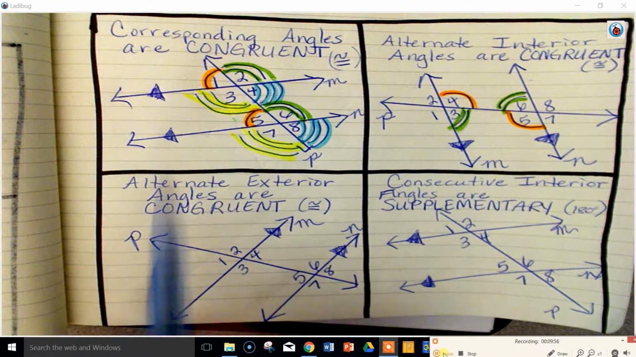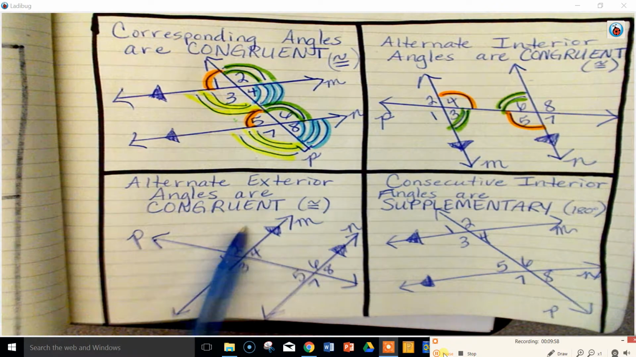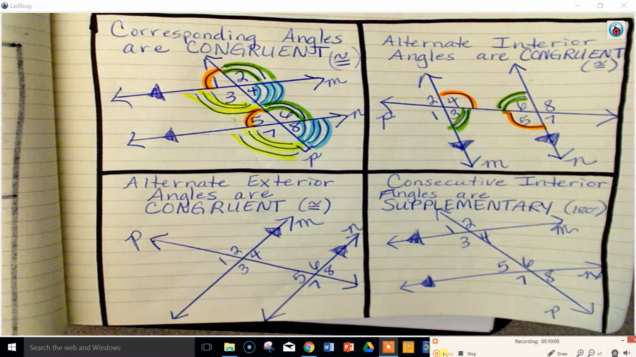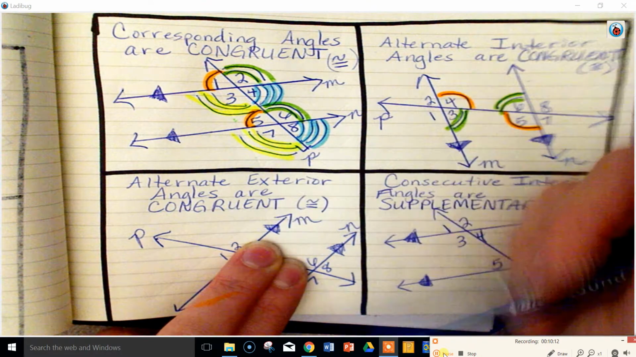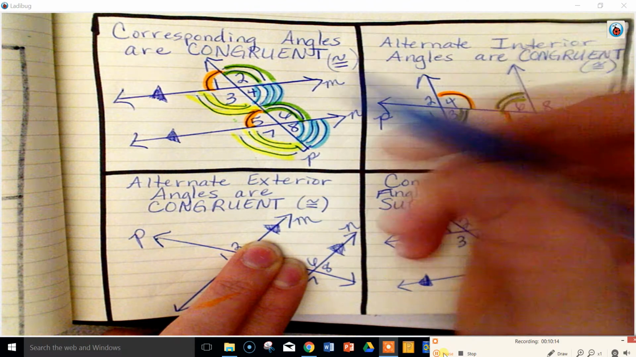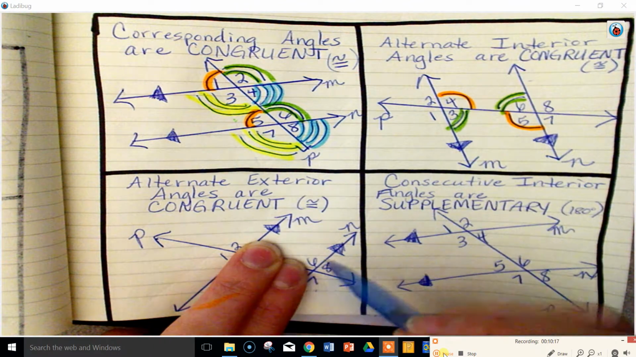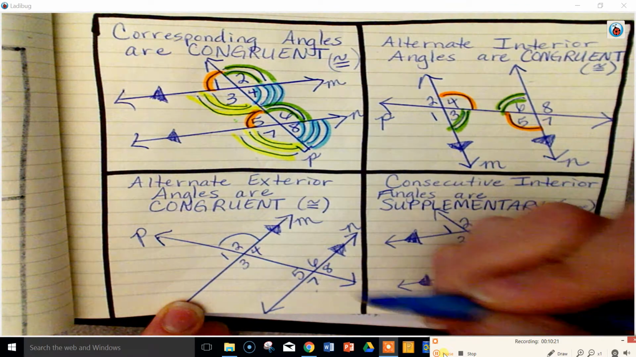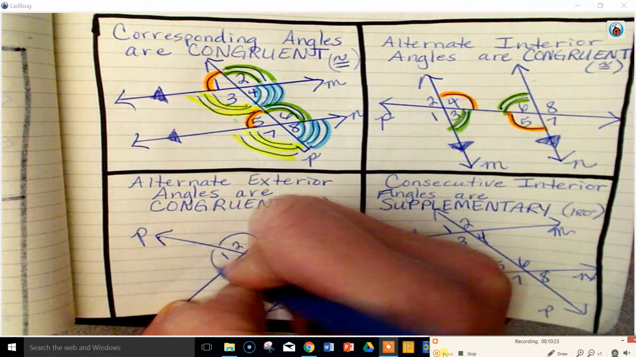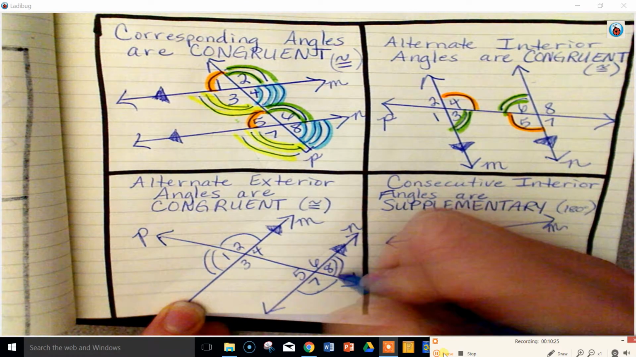Then my alternate exterior angles, they're congruent. So alternating sides of the transversal. Exterior means exterior to my two lines or outside my two lines. So I'm going to cover up the interior spot here. So they're on alternating sides of this transversal, and they're on the outside or exterior. So that'd be 2 and 7, 1 and 8, and they're congruent. So angle 2 is congruent to angle 7, and angle 1 is congruent to angle 8.